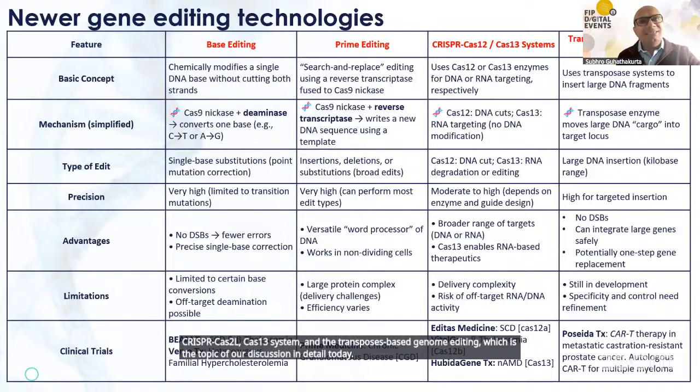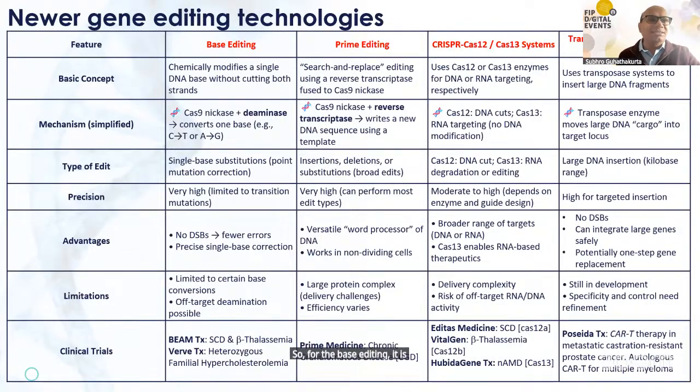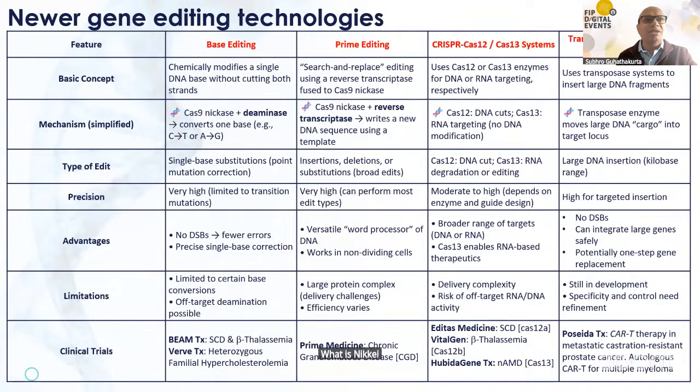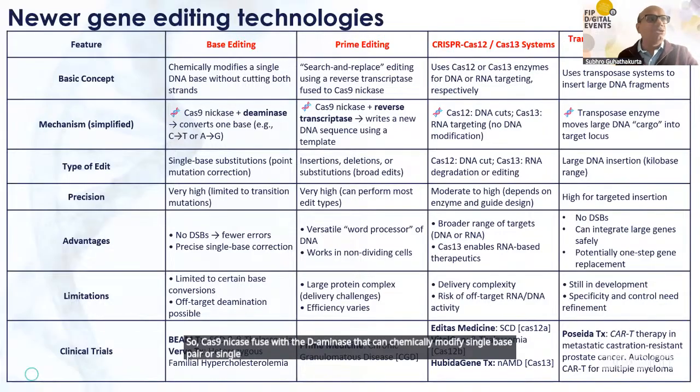The base editing system is nothing but an editing system where a CRISPR nickase, Cas9 nickase, is used. What is a nickase? It is mutated in such a way that it can cut only a single strand of the DNA. So Cas9 nickase is fused with a deaminase that can chemically modify single bases, such as cytosine to thymidine, adenosine to guanosine, and correct the base.